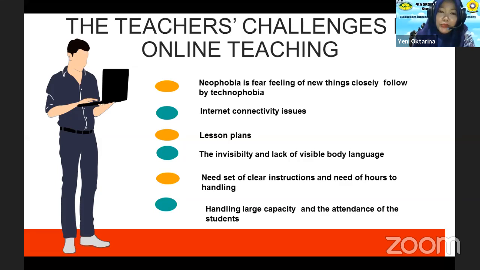And the fourth is the invisibility and lack of visible body language. In class, we always show our gestures when we explain, and then we see the gestures of our students. And the next is that in online teaching and learning, the teacher should give clear interaction and also needs time to do that. And the last one, handling large capacity and also checking student attendance.